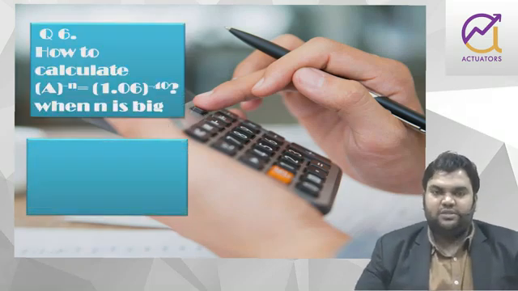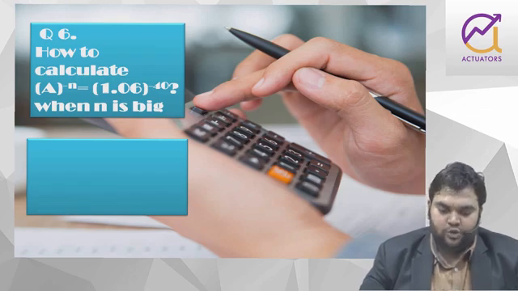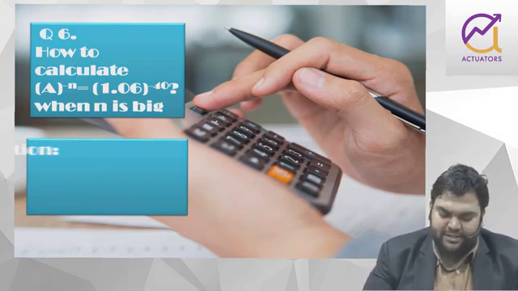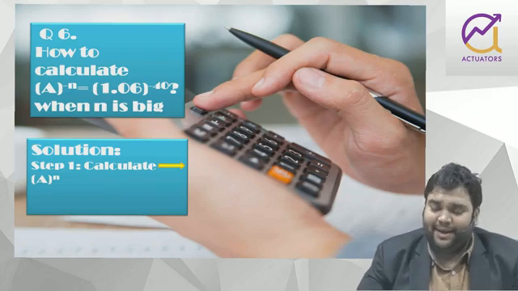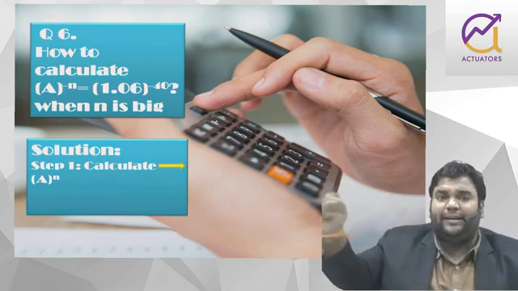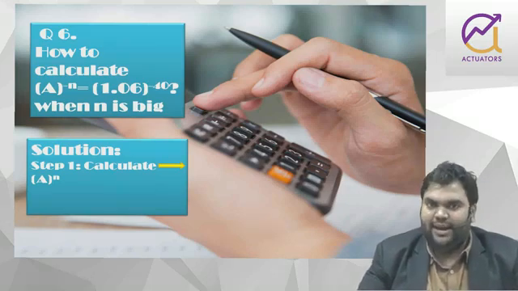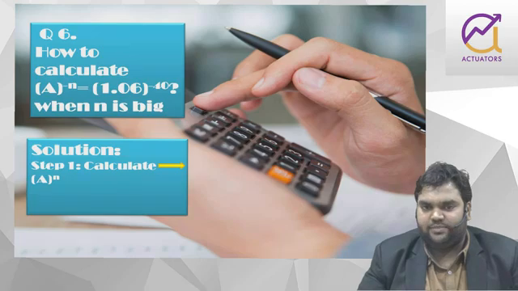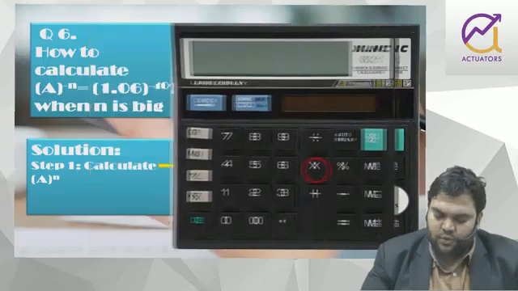Take an example. How to calculate 1.06 to the power minus 40? Type 1.06, into, and equals 7 times, because we have broken the power 40 into 8 into 5. So for 8 we press equals 7 times. Again into, and pressing equals 4 times for 5. Clear? So equals 7 times, and again into, equals 4 times.